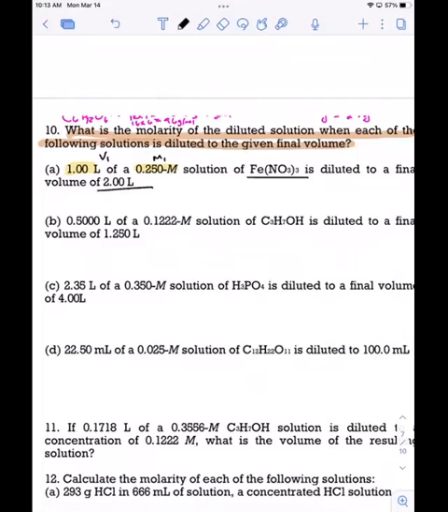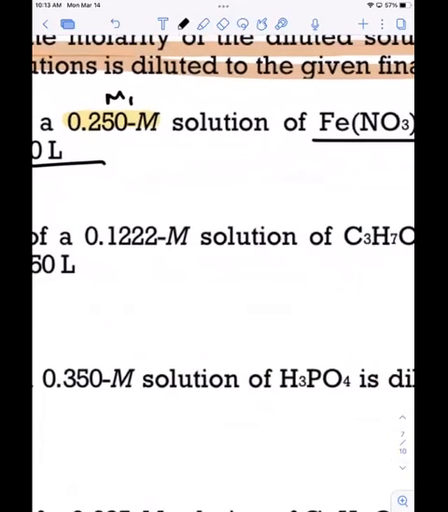We don't have to do any other calculations. We don't have to convert iron nitrate into moles. We don't have to convert it into grams. We don't have to do any of that. All we need to do is set this up like this. M1 V1 equals M2 V2.